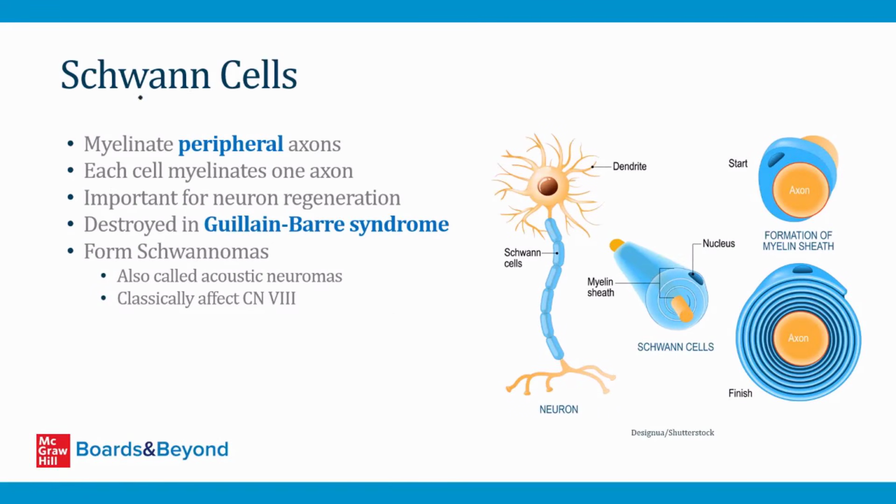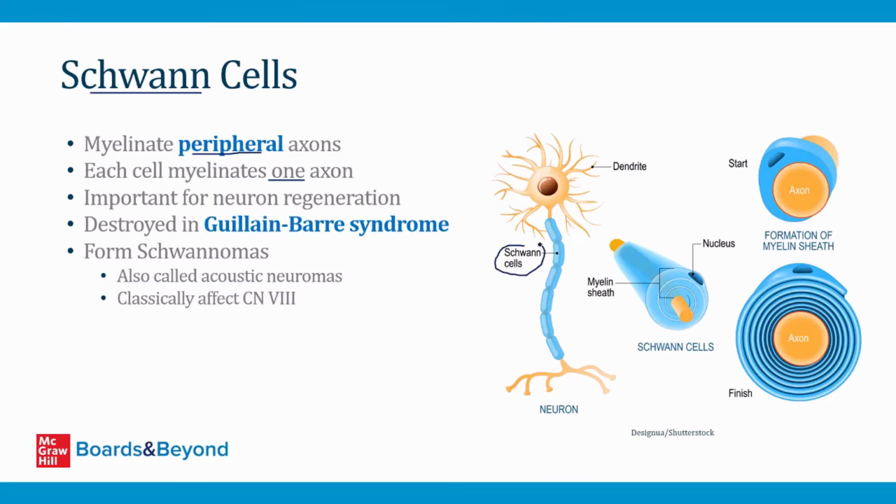Okay, our next cell we'll discuss are the Schwann cells. These are cells that produce myelin for peripheral axons, not for the axons in the central nervous system. That's done by a different cell type, which we'll talk about in a minute. Each Schwann cell myelinates one single axon. This is depicted here in this image.